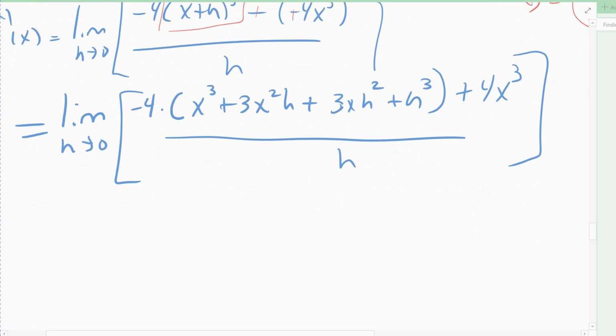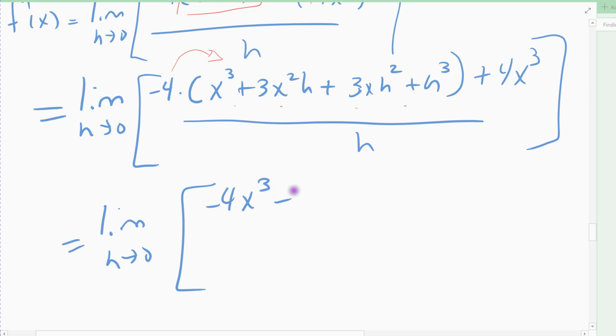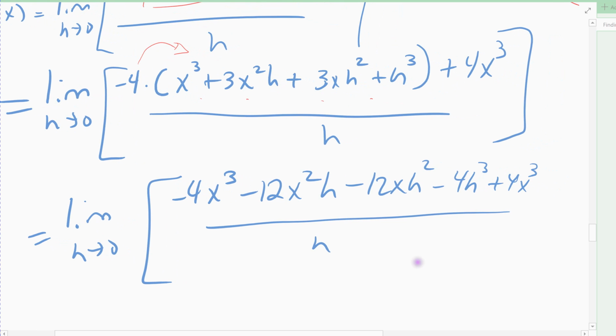My next step, distribute that negative 4. Every single one of those terms gets multiplied by a negative 4. Make sure you're careful. So you're going to get negative 4x cubed, negative 12x squared times h, minus 12xh squared, minus 4h cubed, plus 4x cubed, still all over h. Now the simplification.